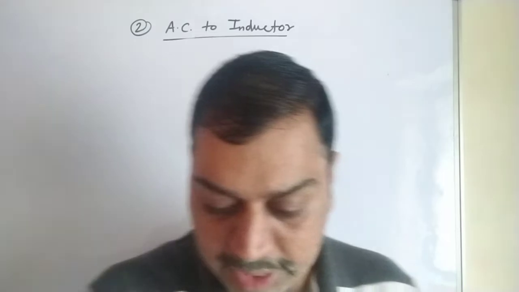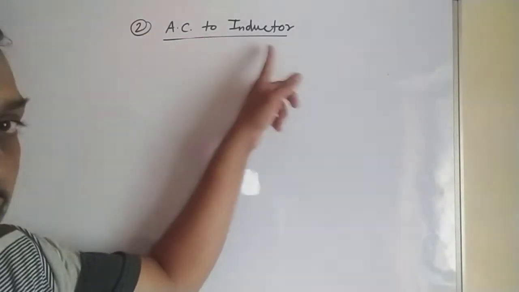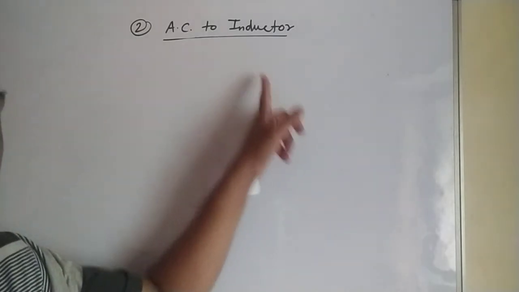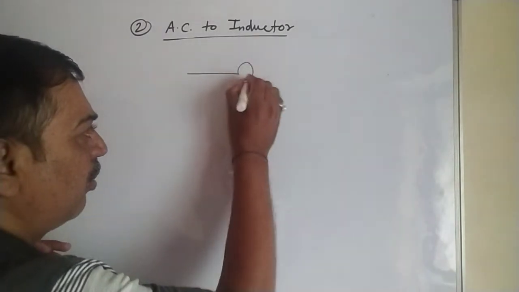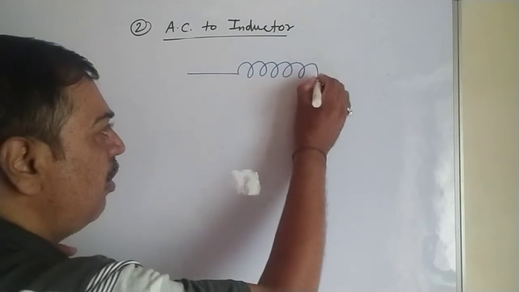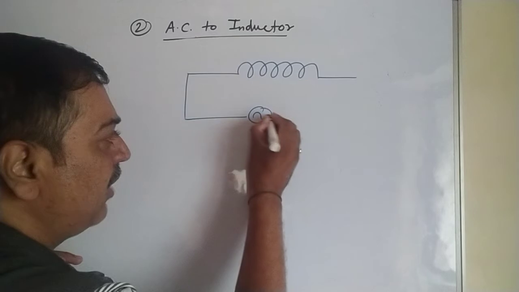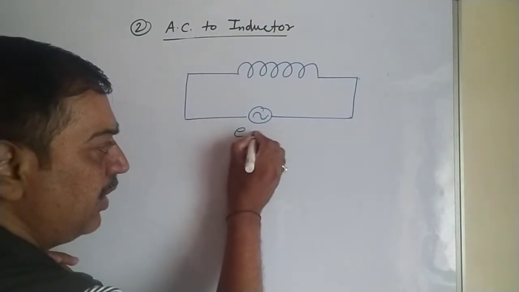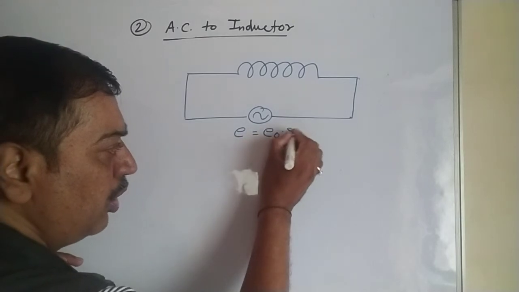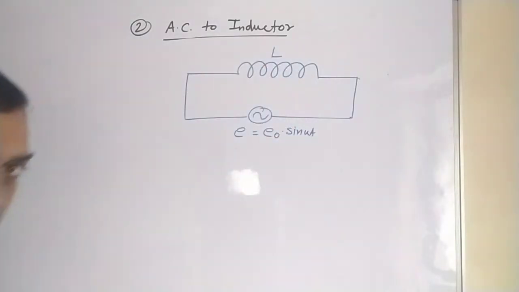Now we have to see AC voltage applied to an inductor. We know that an inductor is a coil, so we can represent it like this. Suppose this is a coil, a spiral thing I am going to draw. It is a coil, said to be an inductor, and to this inductor we have applied this type of signal. It is an AC applied, E equal to E0 sine omega t.